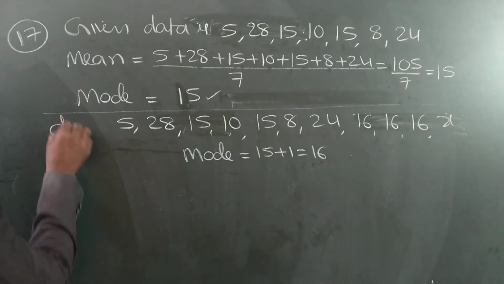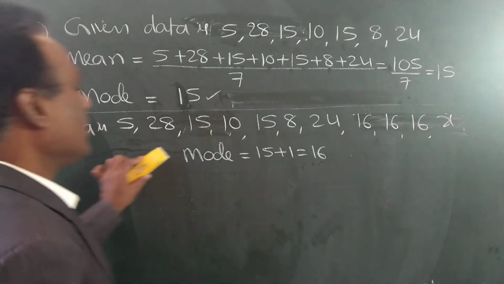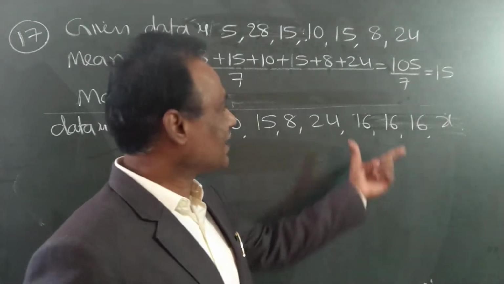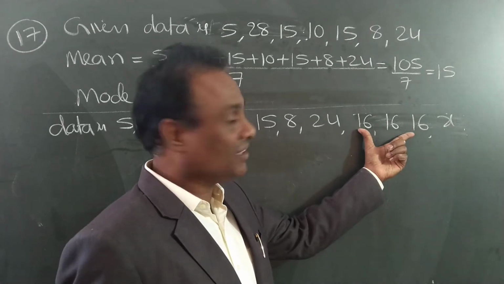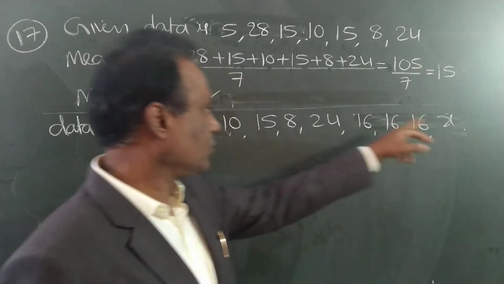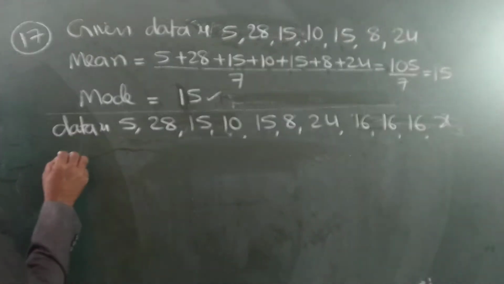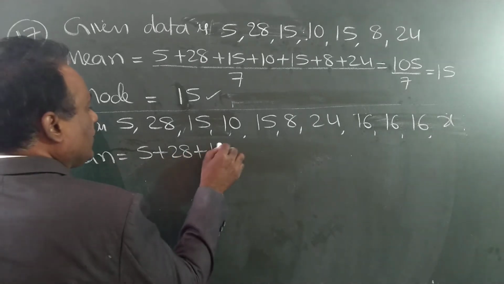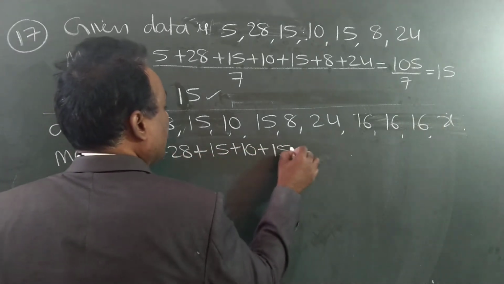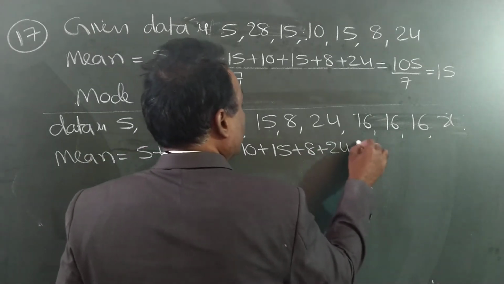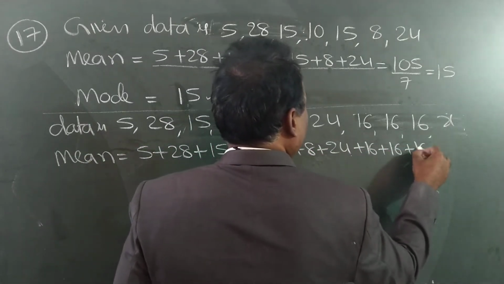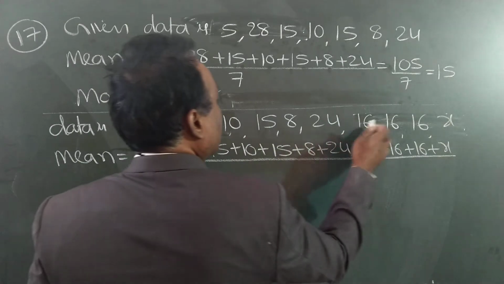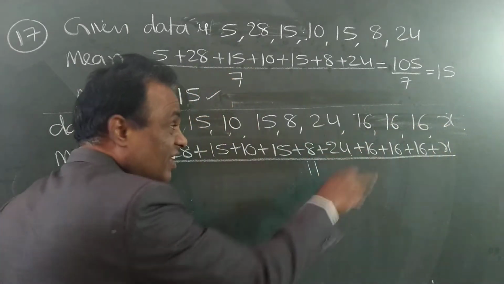Then the data is: write all the numbers. 7 numbers already given, 4 numbers we assumed. Write down the total series and find the mean. The mean is 5 plus 28 plus 15 plus 10 plus 15 plus 8 plus 24 plus 16 plus 16 plus 16 plus x, divided by how many numbers? 1, 2, 3, up to 11 numbers.